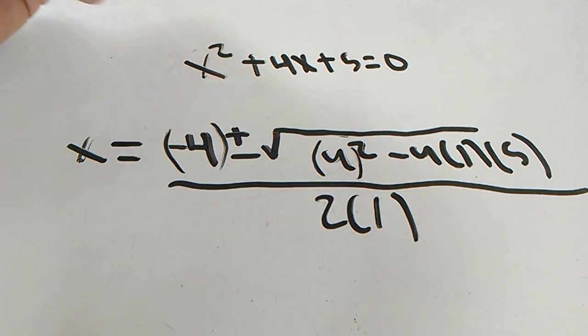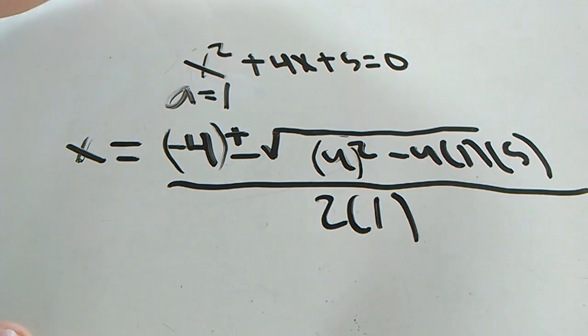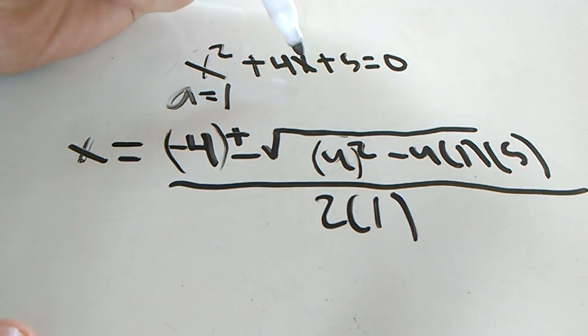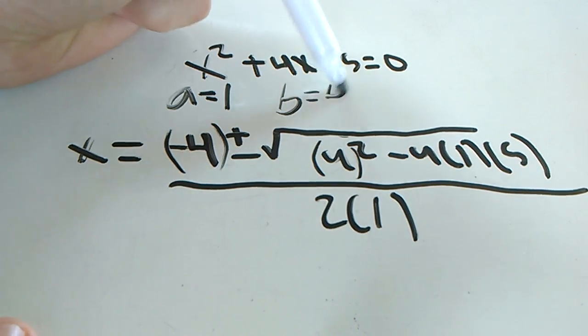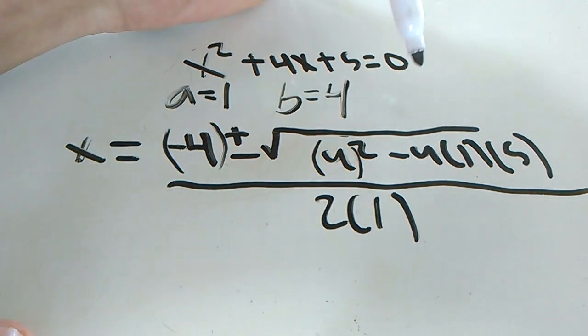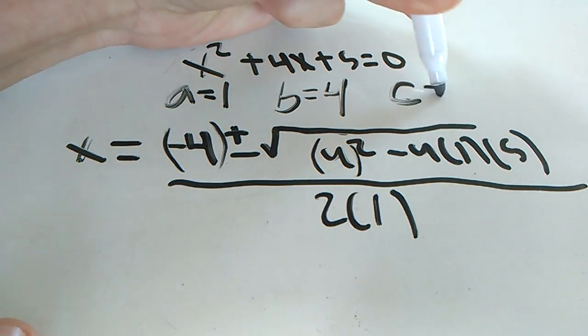The first variable we need to find is from the first term in the equation. Since the first term is x squared, there's no number, so that would just be 1. So a equals 1. And b would be the second term, 4x, so ignore the x, so b equals 4. And then the third term, which is c, is 5. So c equals 5.